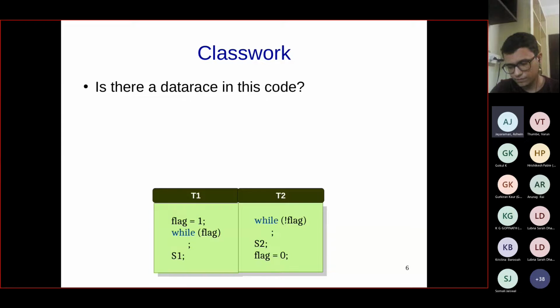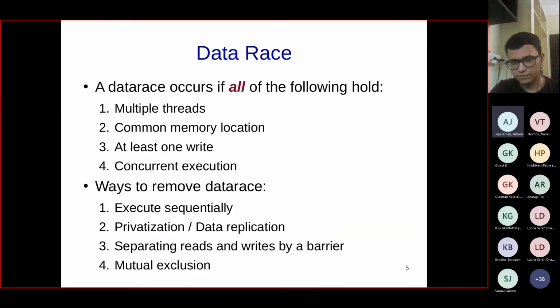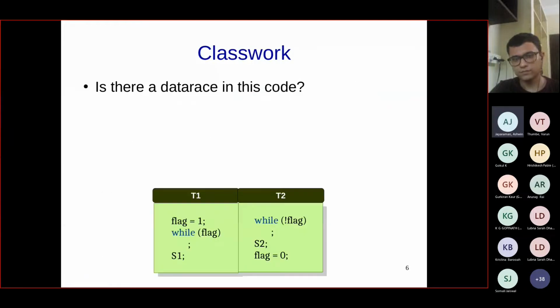Okay, if you go to your definition of data race, right? Maybe I'm misunderstanding. You mentioned if all the four conditions hold, right? So I think we have multiple threads. We are accessing flag, which is a common memory location. We are writing once to flag, like twice to flag, and we are executing concurrently, right? So by this definition, don't all four conditions get satisfied in T1 and T2?